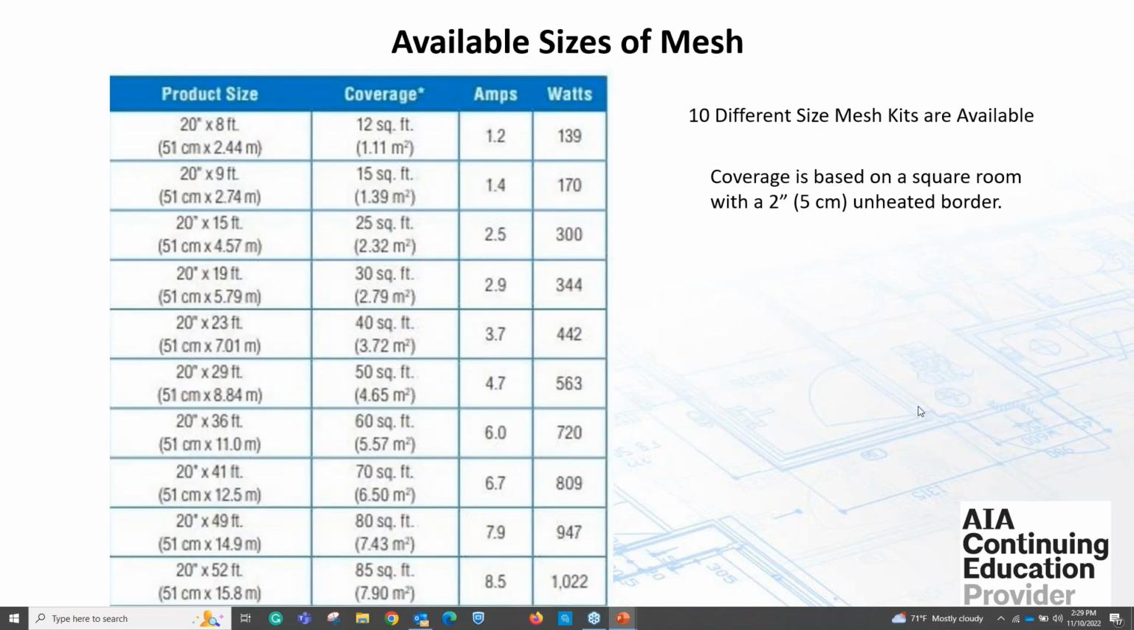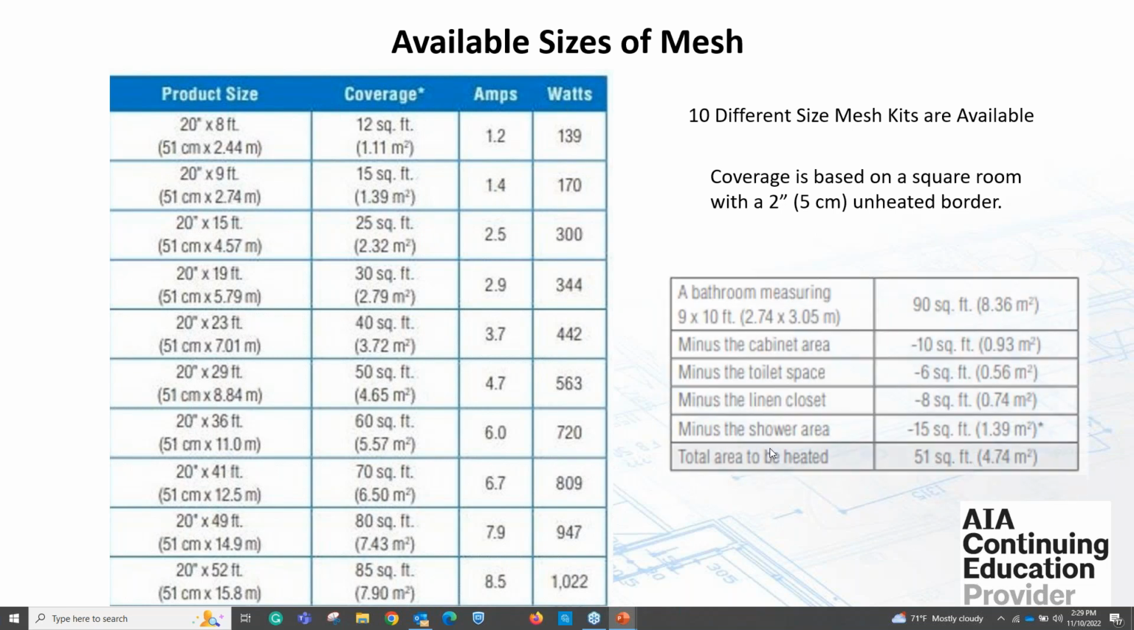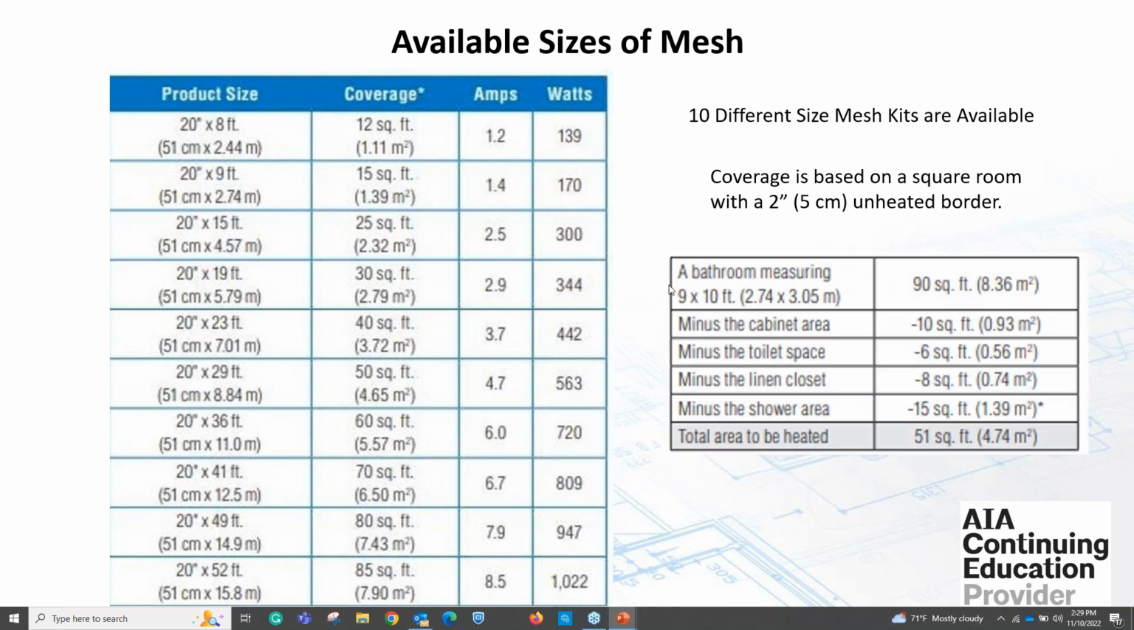And I'll give you a little example of what I'm talking about, measuring a room. Let's say we've got a 9 by 10, a 90 square foot bathroom. Well, how much wire do we really need? We don't need to cover under the cabinet, so we minus 10 feet. The area behind the toilet, we don't need to heat that. The linen closet, we're not going to heat. In the shower, they don't want to heat the shower. So we have a total area of 51 square feet.